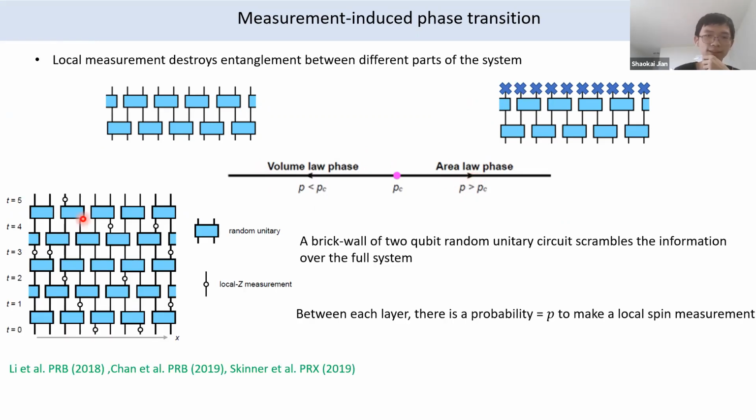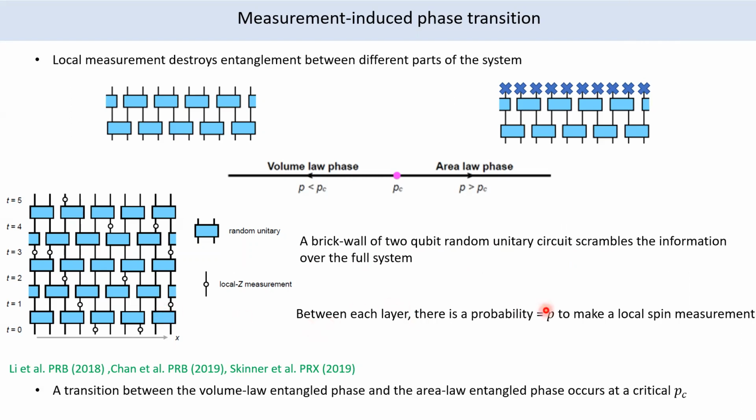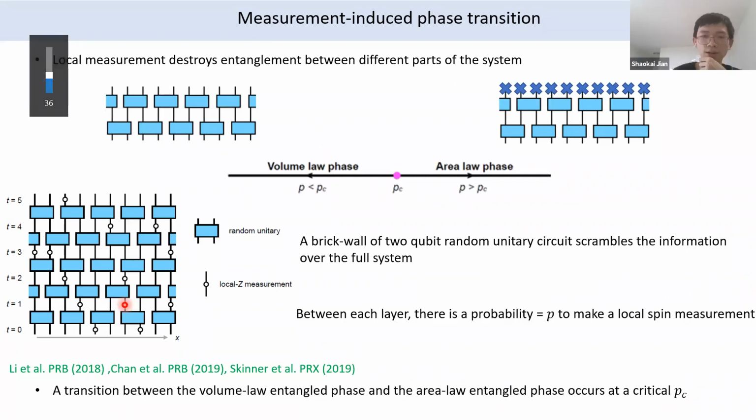People have studied such hybrid circuits. It is a brick wall of 2-qubit random unitary circuits that can scramble the information over the full system, and between each layer there is a probability to make a local measurement. What is P? P is like you pick a P fraction of the qubits and make the measurement between each layer. If P goes to 1, then there should be no entanglement. That's right. And there is a finite critical P_c, where you have a transition between volume law and area law.